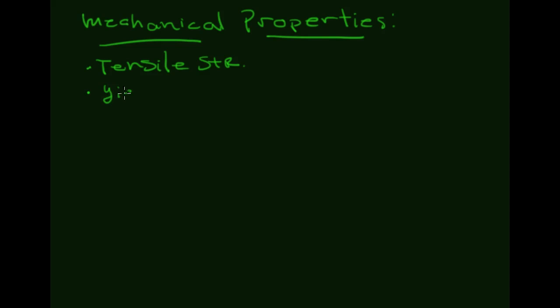Yield strength. Yield strength is how much force do I have to use in order to push on something in order to deform it. So something like lead or gold has a low yield strength. If you push on it, it bends fairly easily. Something like steel has a high yield strength. If you push on steel, it's not going to move much.